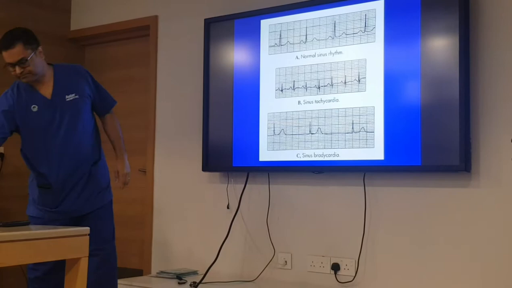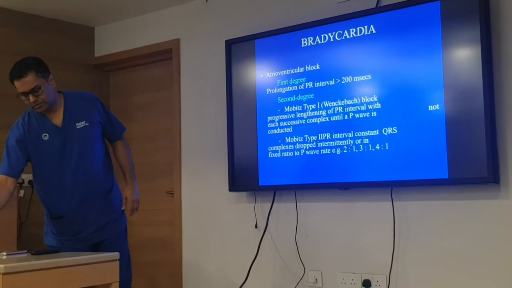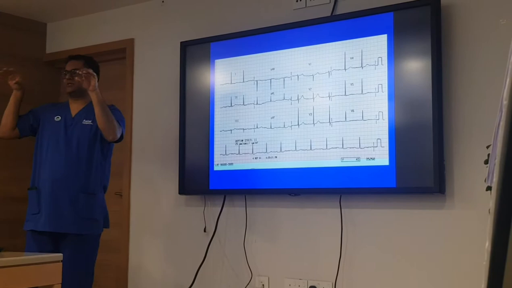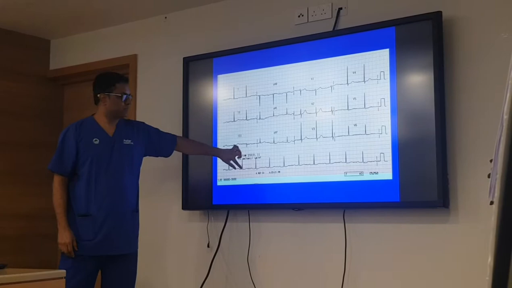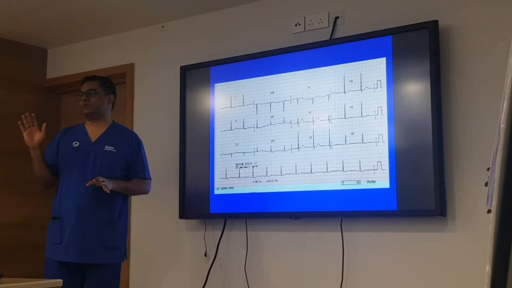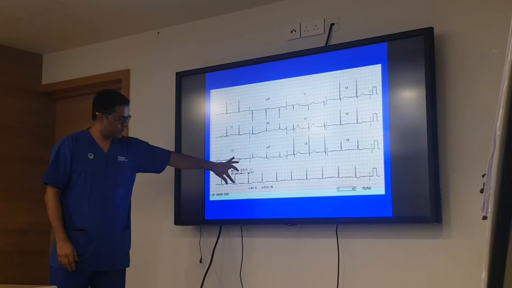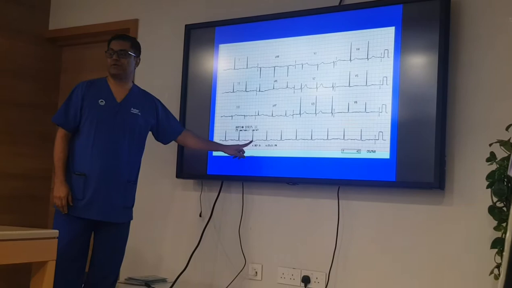AV block, I don't want to go into too much detail, but I'll just show you some ECG. Remember I told you the AV node is between the atrium and the ventricle, right? So when there is a block, the conduction from the atrium to the ventricle takes longer. Can you see the PR interval is prolonged? When the PR interval is prolonged, you call it a first degree AV block. There are three types of AV block, okay? In first degree AV block you have PR widening, but still for every P wave, there's a QRS. So just a prolonged PR interval is first degree AV block.